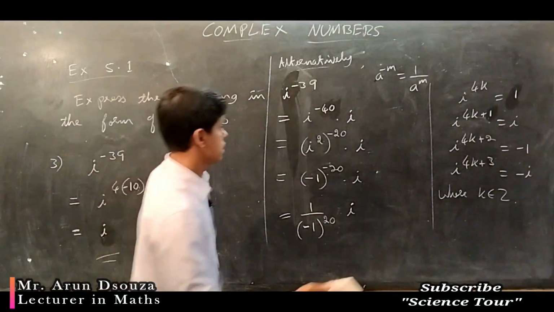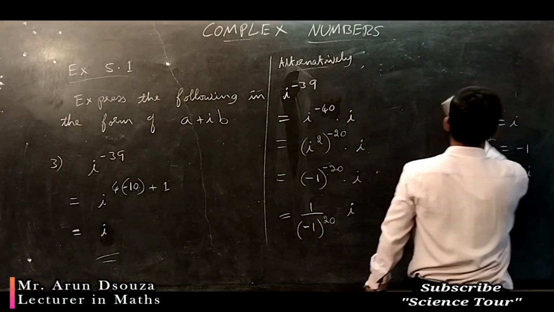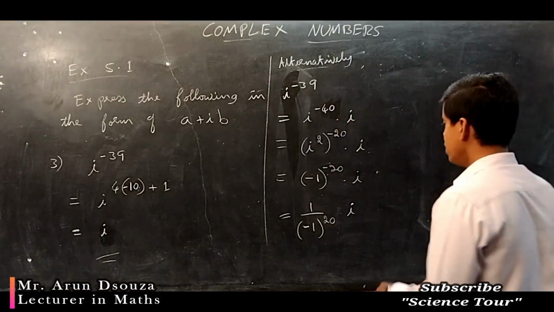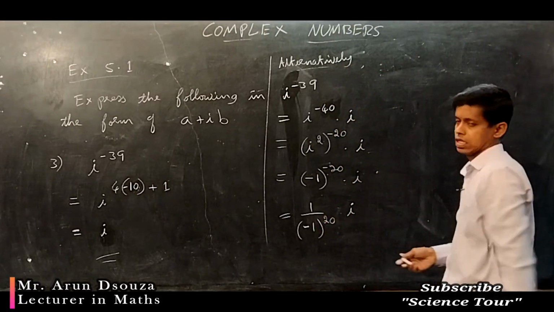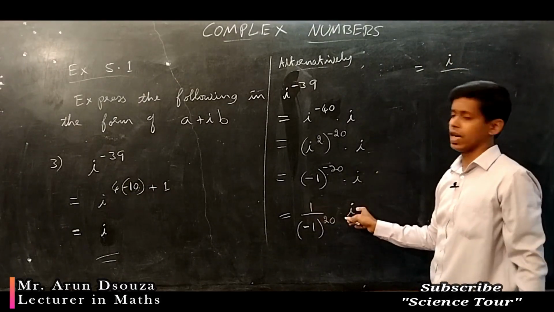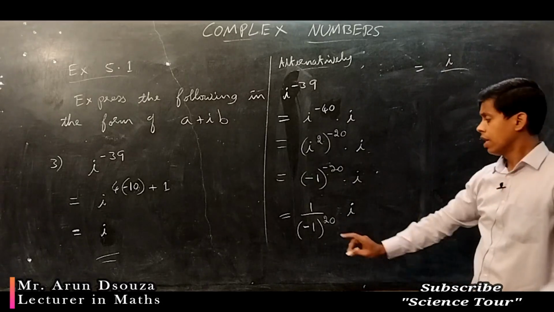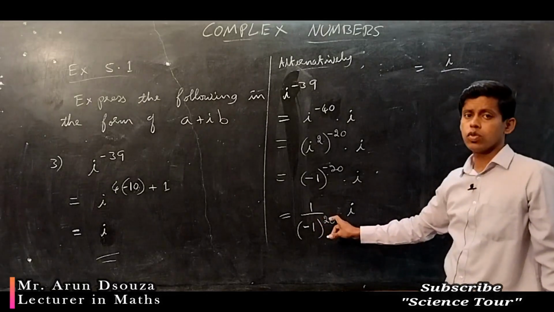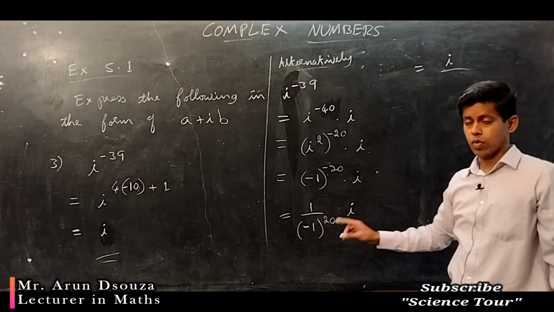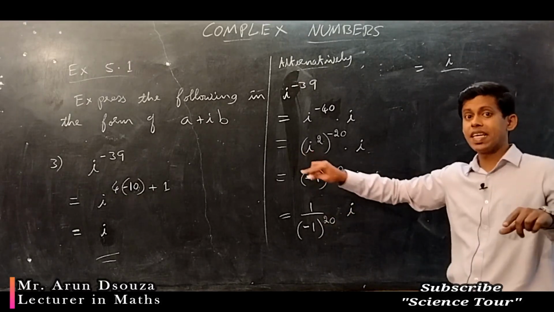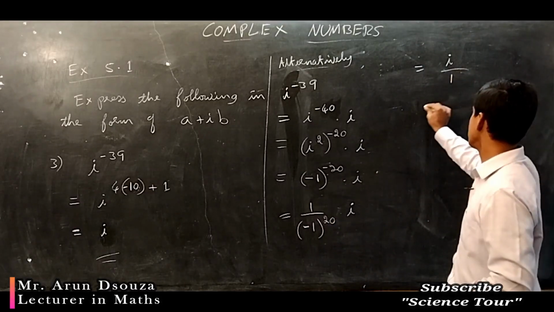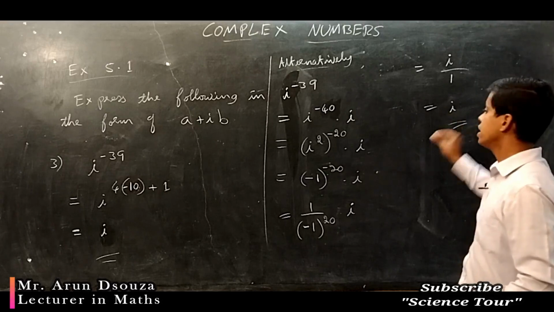Okay, next, what we'll do, we will simplify this. So what is it? 1 into I, that is I, and minus 1 to the power 20, you have even power. So minus 1 into minus 1, like that 20 times. Here, even power gives positive, so you are getting I.